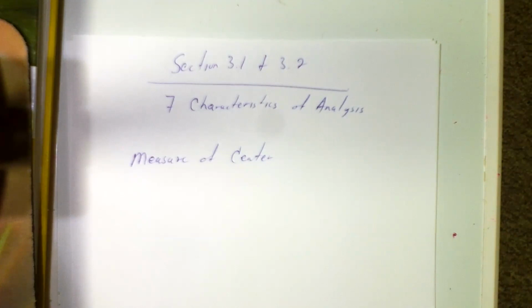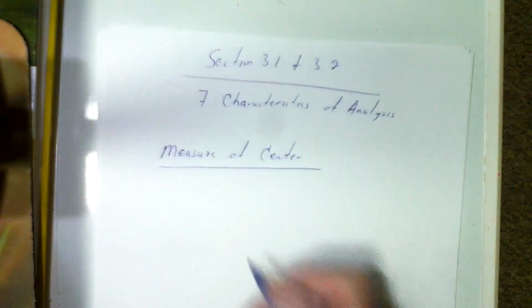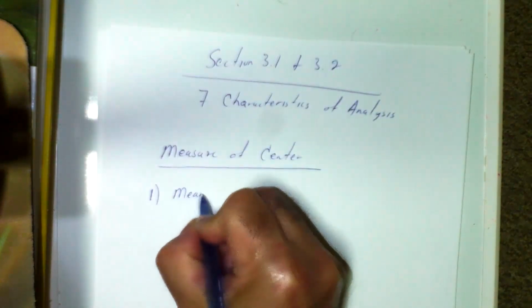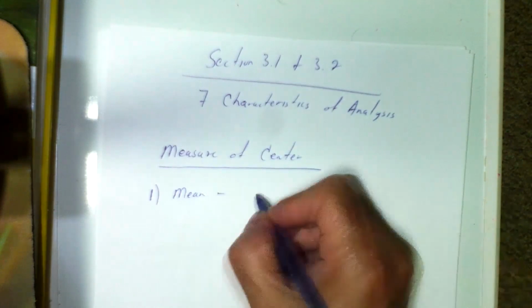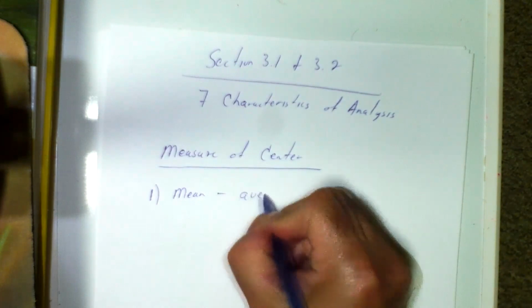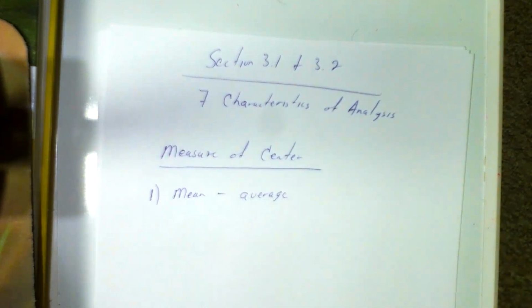all to know. Okay, so we're going to start with the measure of center. There's 4 ways that you can measure the center. So the first one is called the mean. All right, so the mean is another way of writing or finding the average. So how do we find the average? All right, let's go to the definition.